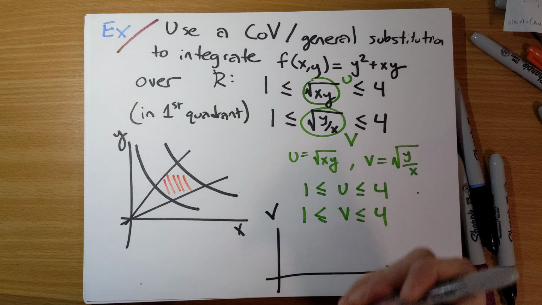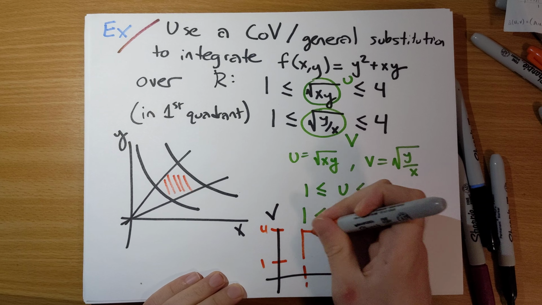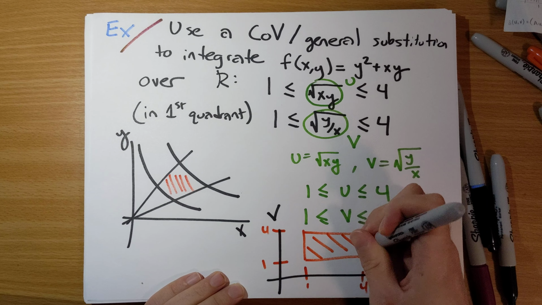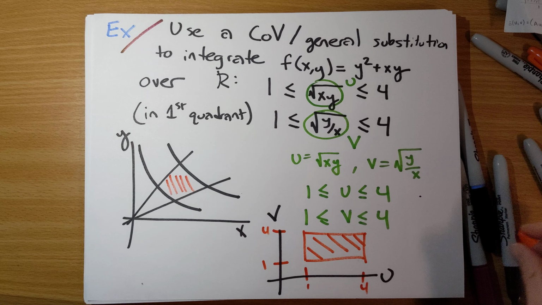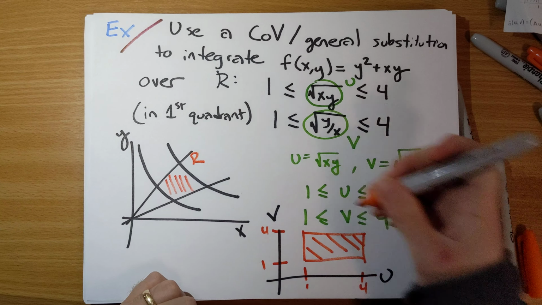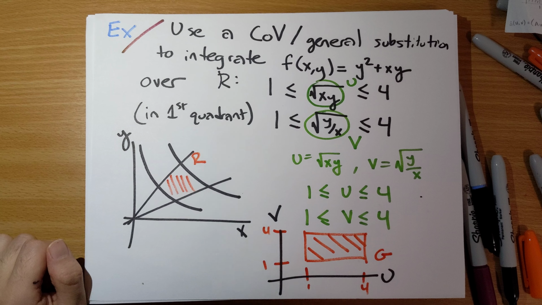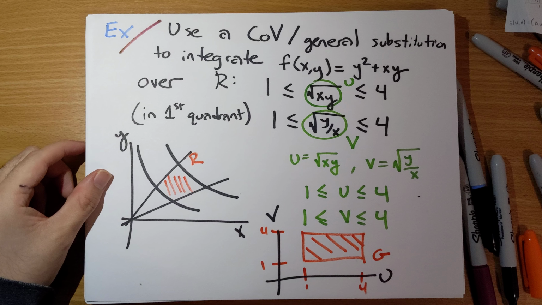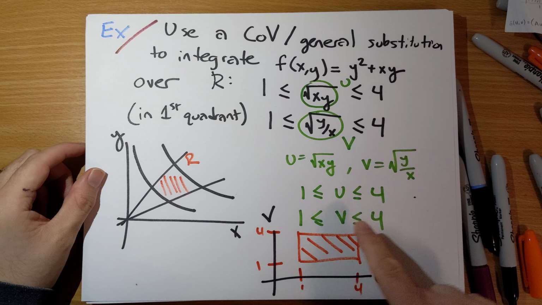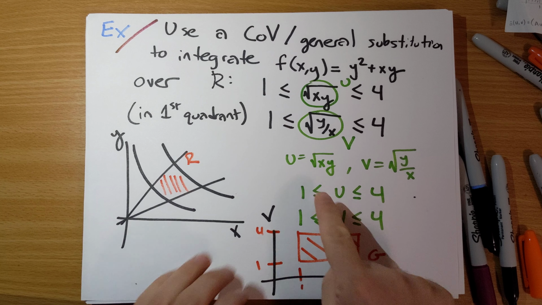And we can integrate in the UV plane, 1 to 4, 1 to 4. We're integrating over this square instead, and our life is a lot easier. So instead of integrating over r, we're going to integrate over g, and this makes our life a lot easier. Okay, so we know this is what we're aiming for.